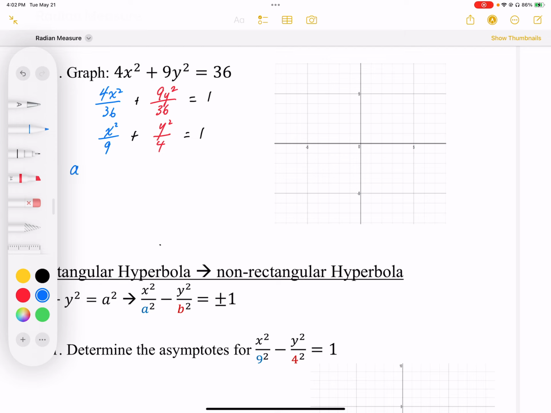From those simplified fractions, we can see that a squared is equal to 9. So a is equal to 3. B squared is equal to 4. So b is equal to 2. The center is at 0, 0. I'm going to use the x-axis radius to go 3 to the left, 3 to the right from the center. From the center, we're going to go 2 up and 2 down. And then we can sketch in our ellipse that goes through those points.